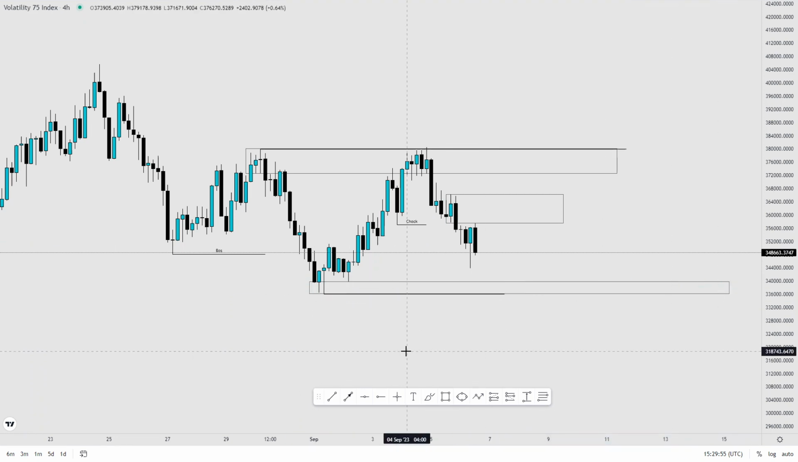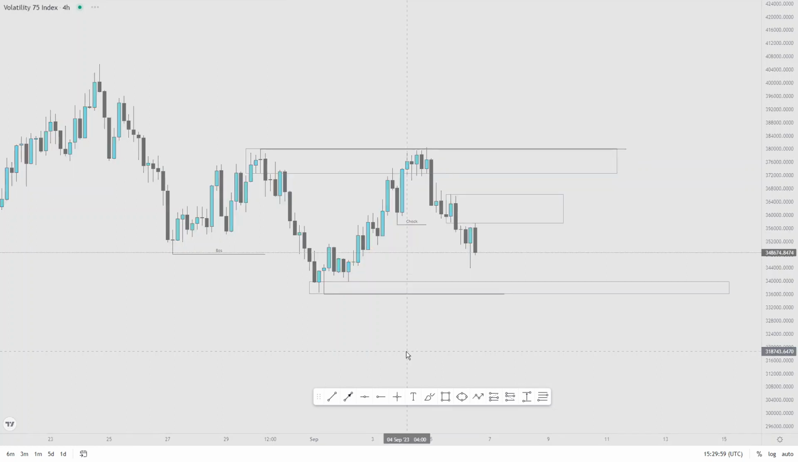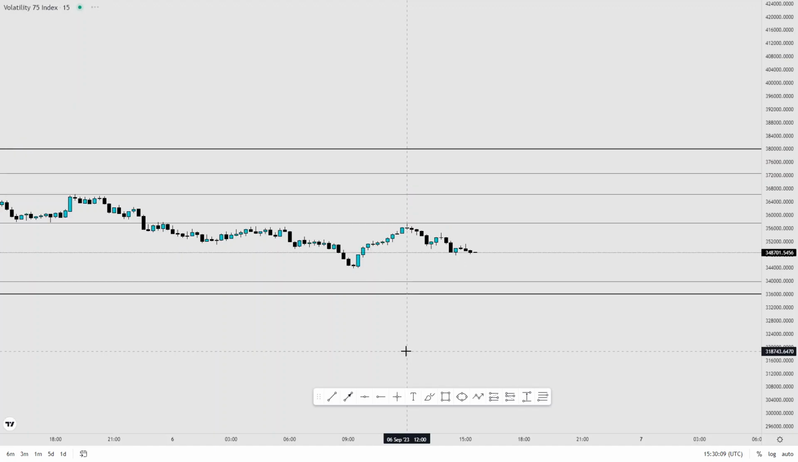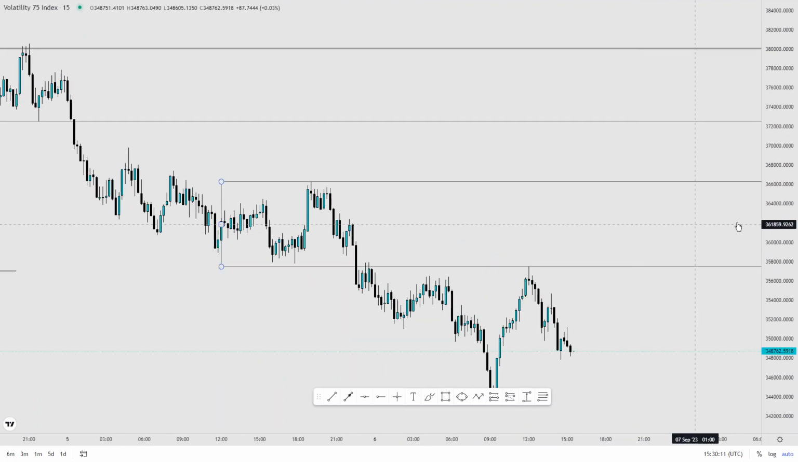This is an area of interest that I most likely would love to target here on the Volatility 75. So if we scale down to our 15-minute time frame right now, just to see how we could have approached this market in a better way, because I'm actually getting late into the market. But for me, that's okay right now, guys, because I'm already in profit.